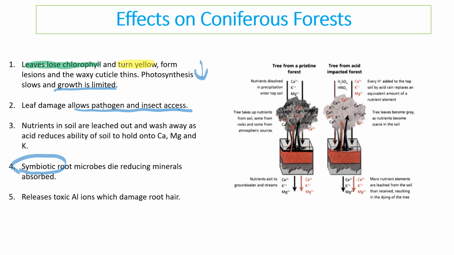Think about the nitrogen cycle. There's something called rhizobium, and what the rhizobium do is help plants absorb nitrogen from the soil. These rhizobium bacteria will die if the soil has acid in it, and therefore less minerals can be uptaken by the plant. Also, aluminium ions, which are normally held in other compounds, get released by the acid, and that can cause root hair cell damage, so less uptake again can happen by that plant.